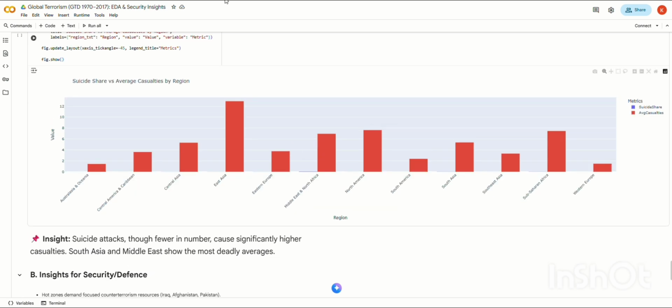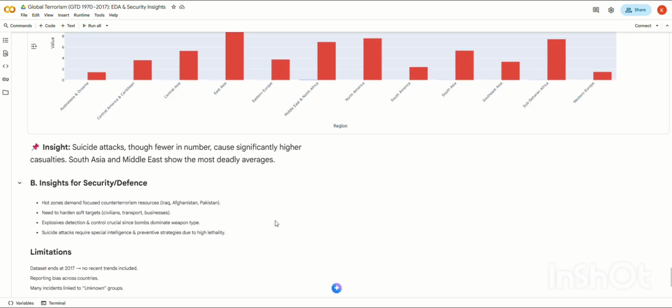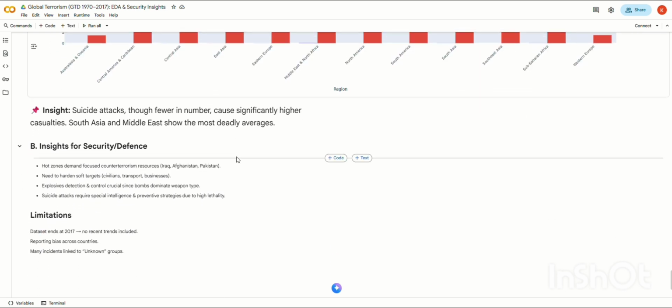So, what does all this data mean for keeping people safe? Firstly, we learned that we need to focus our effort on hot zones like Iraq, Afghanistan, India and Pakistan because that's where most of the attacks happen. Second, we need to make our public places safer. Things like stores, buses, and train stations, what we call soft targets, are attacked most often. So, we need to protect them better. Third, because most attacks use bombs, we need to get better at finding and stopping explosives. This is a key step to prevent mass casualties.